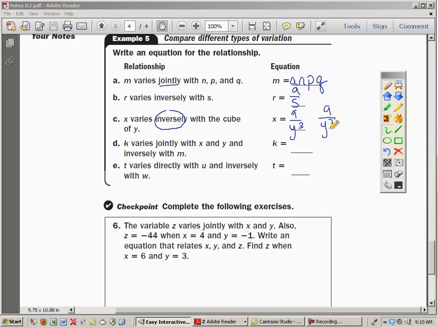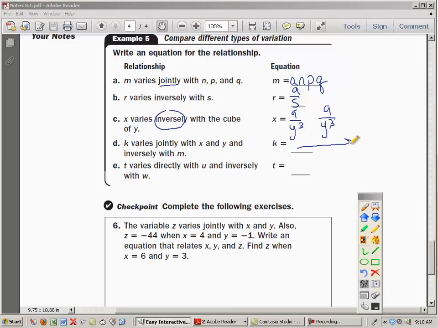All right, k varies jointly with x and y and inversely with m. I'm going to move this over because I don't think I have enough room here. So first of all, we vary jointly with x and y. So a, x, and y. That would be the first part of it. And inversely with m. If I ignore that piece for just a second, k varies inversely with m says k equals a over m. All right? So because it varies jointly with x and y and inversely with m, x and y are on top, m is on the bottom. So we get a x y all over m.